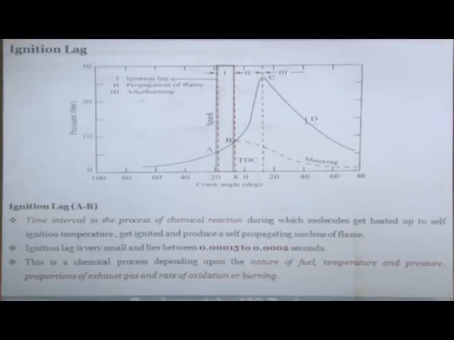Five hundredth part of a second, sorry, 5,000th part of a second.